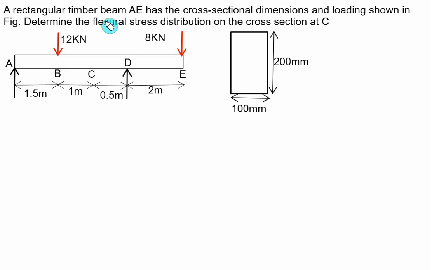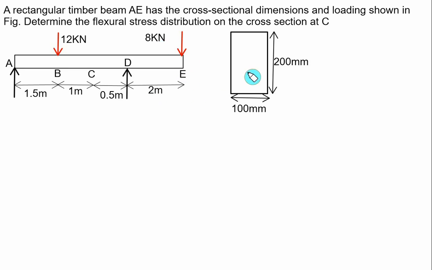A rectangular timber beam AE has the cross-section area, dimensions and the loading as shown in the figure. We have given here an overhang beam. We have supports at A and D. At point B, we have one point load acting equal to 12 kilonewton. At the free end, we have 8 kilonewton.